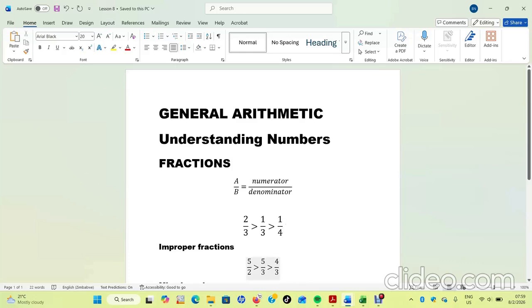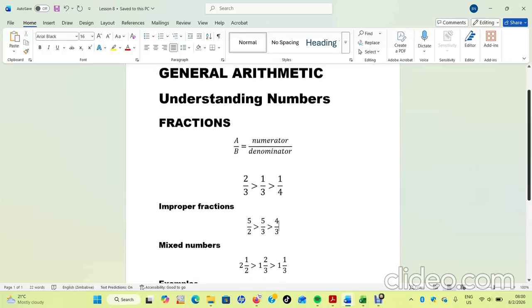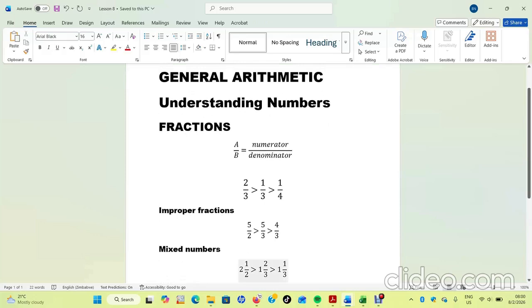We have got different types of fractions. We will just focus on two main types, that is improper fraction, where the numerator is larger than the denominator. So we have got 5 over 2, and then we have got 5 over 3, 4 over 3. You will notice that 5 over 2 is larger than 5 over 3. 5 over 3 is larger than 4 over 3. Same reasons that I said before.